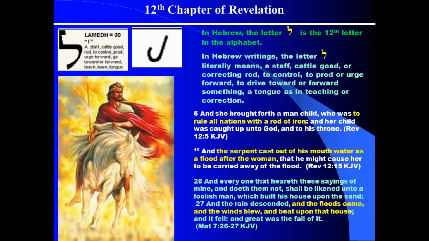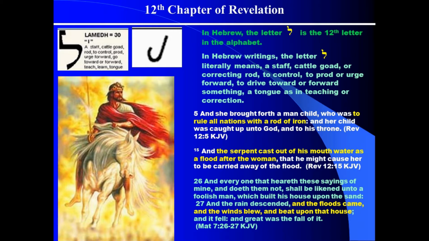Anciently, it was written in a pictograph form, which looks kind of like a shepherd's staff, but it's upside down. Each letter actually had a meaning. In Hebrew writings, the letter Lamed meant a staff, a cattle goad, or a correcting rod to control, to prod, or urge something to drive toward or forward, or a tongue, as in teaching or correction. So Lamed means to teach, to correct, to lead, like a shepherd leading his flock, a correcting stick, a rod.